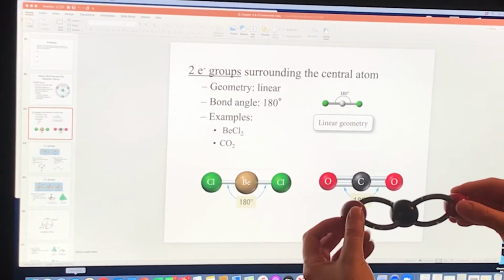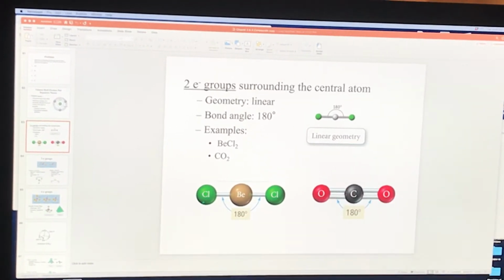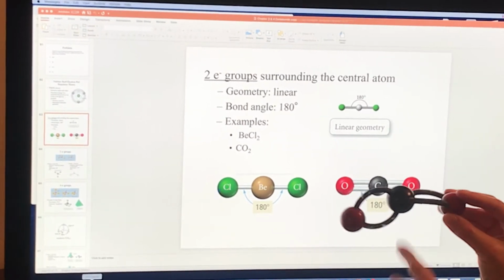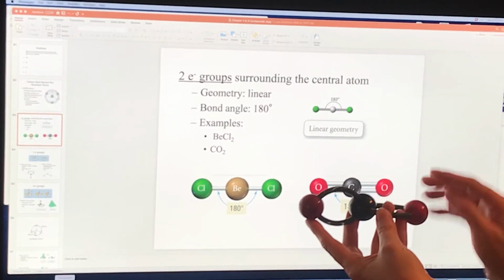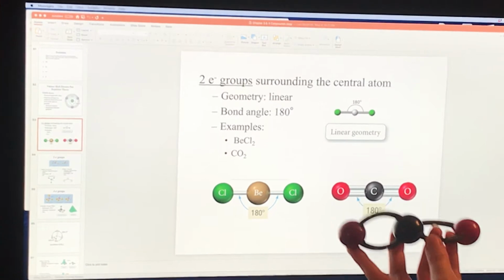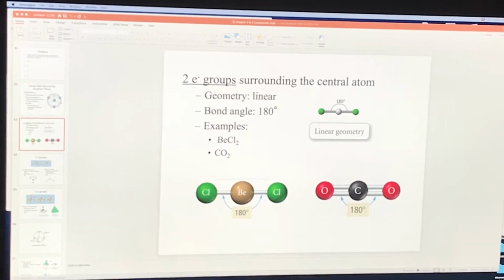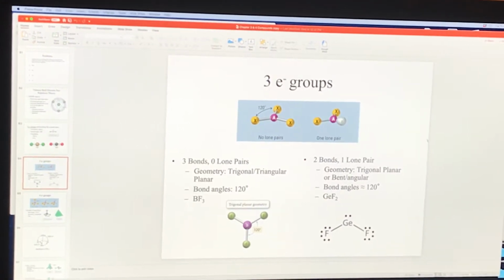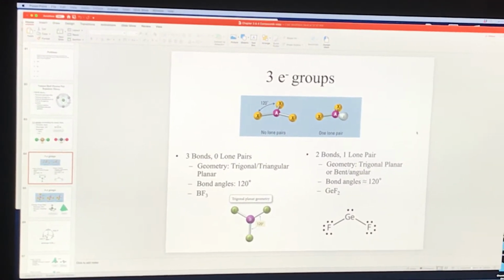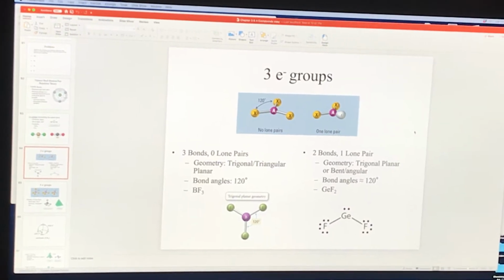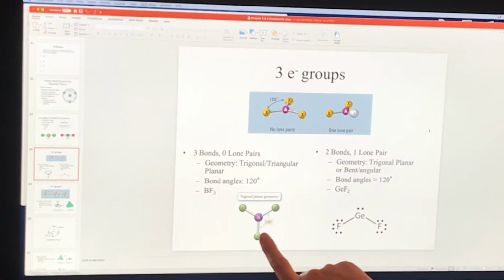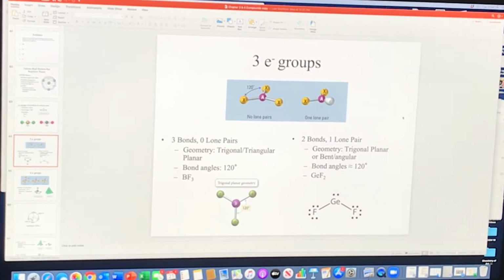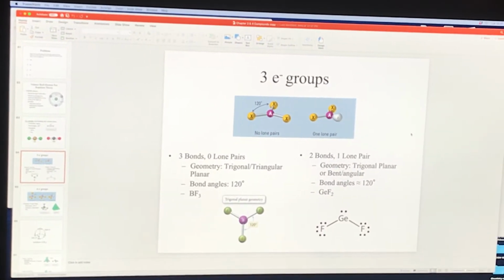So this molecule is linear, and we can see there we've got our linear geometry for when we have a central atom and it's bonded to two things. Now, the next thing that we talked about was three electron groups. And we said there was two ways that we would see this. But we said in 2A, mostly you'll just see the trigonal or triangular planar. Again, trigonal planar and triangular planar are the same thing.